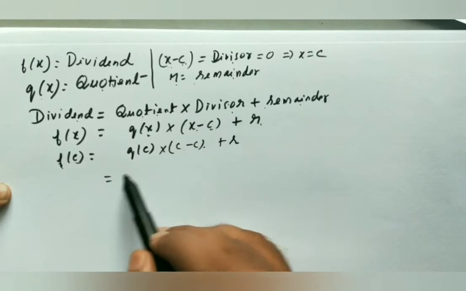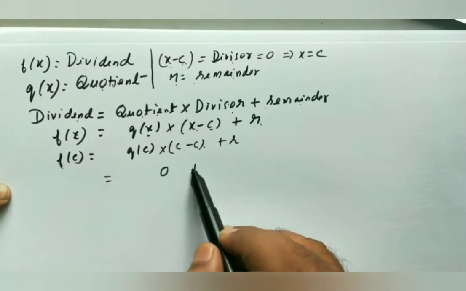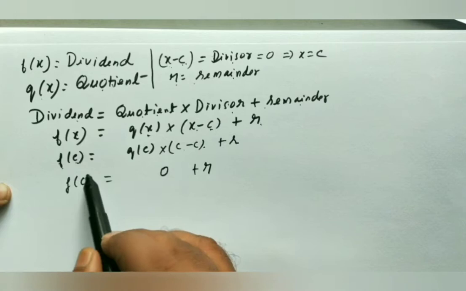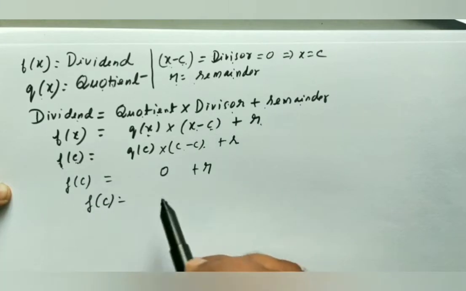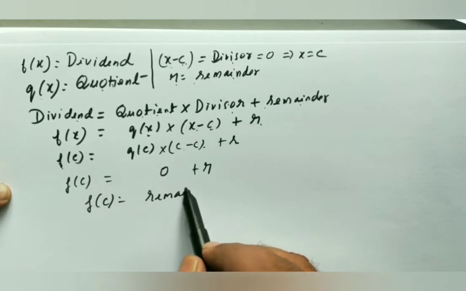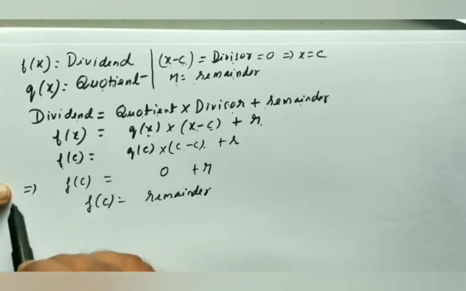c minus c is 0. So this entire thing becomes 0 plus r. f(c) is equal to the remainder. This is the concept behind it.